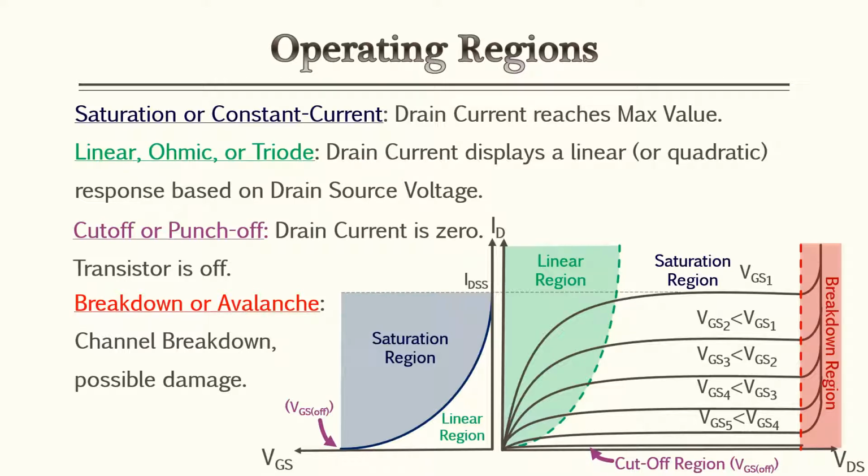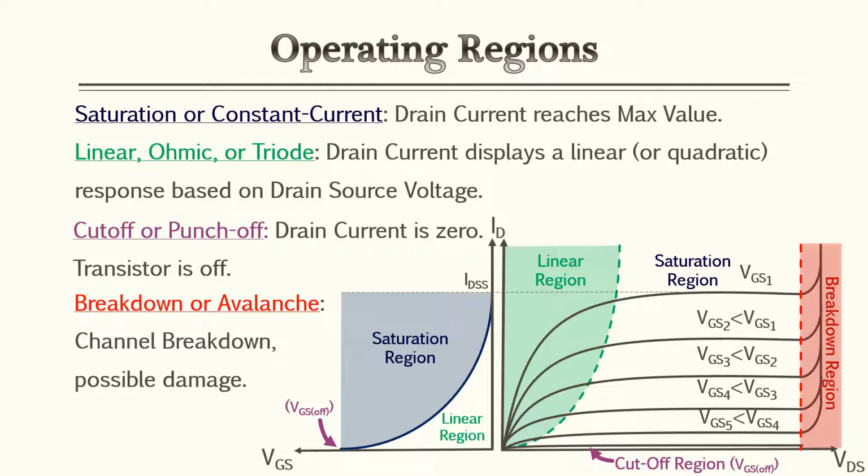Your next region is linear. This is when your drain current displays a linear or quadratic response based on your drain source voltage. If you look at the illustration below, in the green area, that's your linear region. That's when you see those lines actually have a linear response or a quadratic response. They're sloping upward.